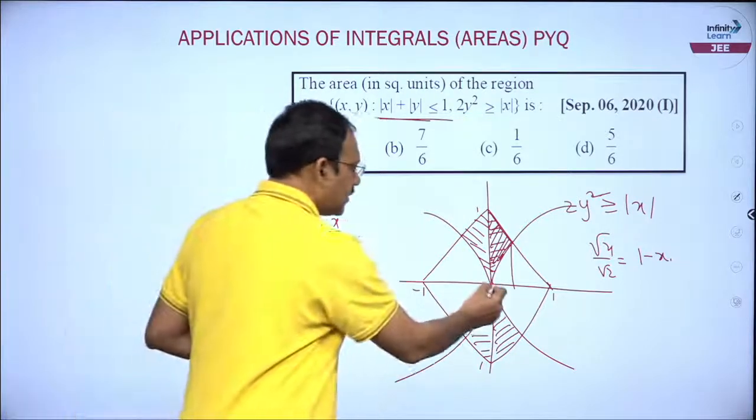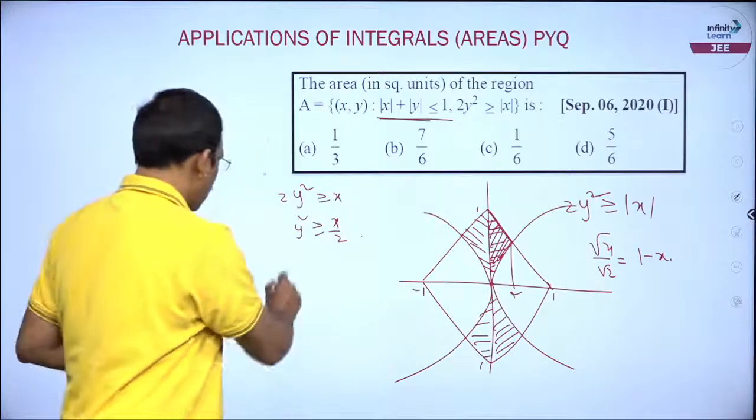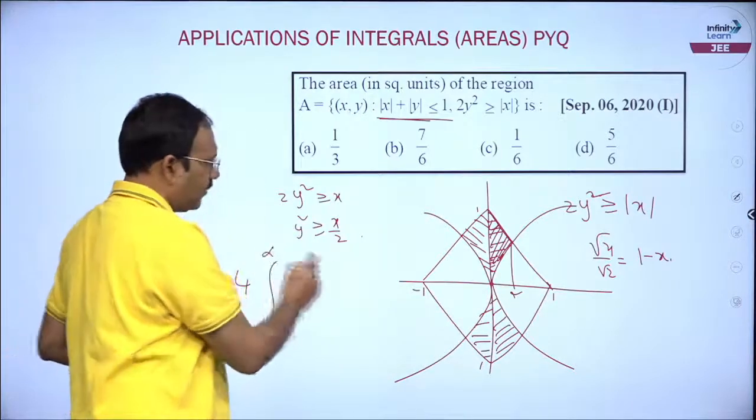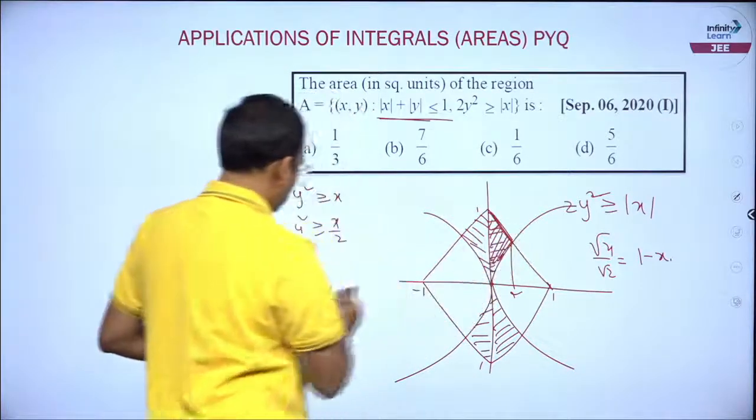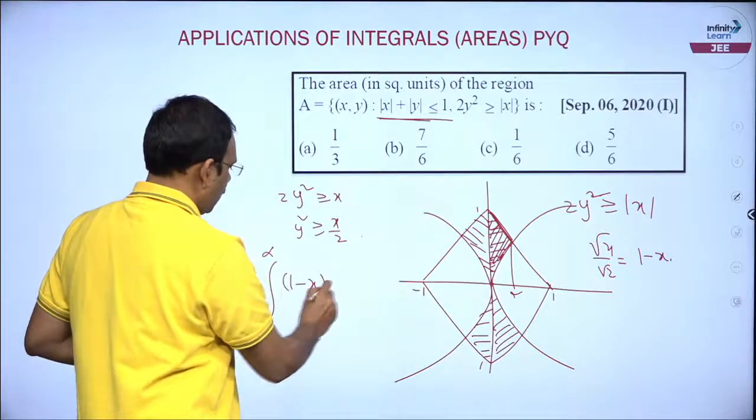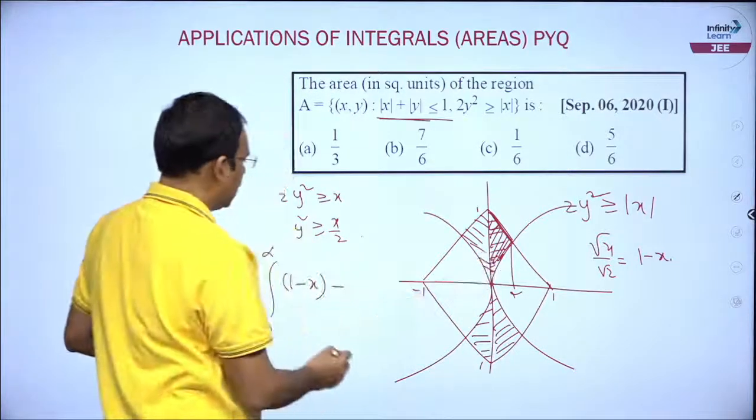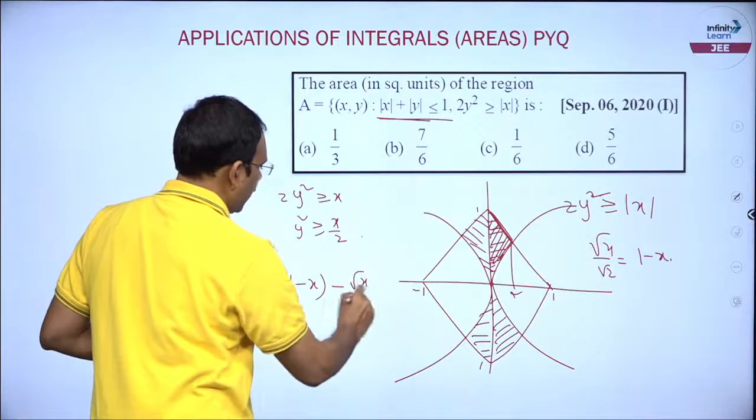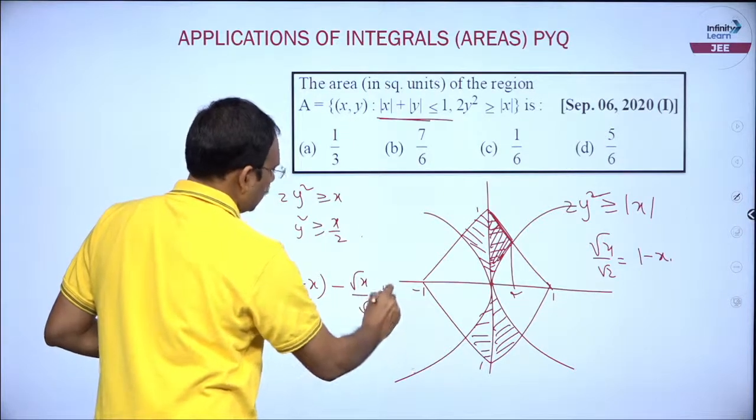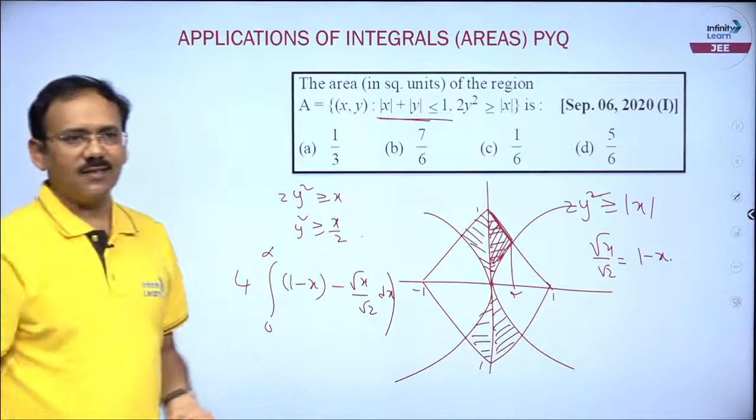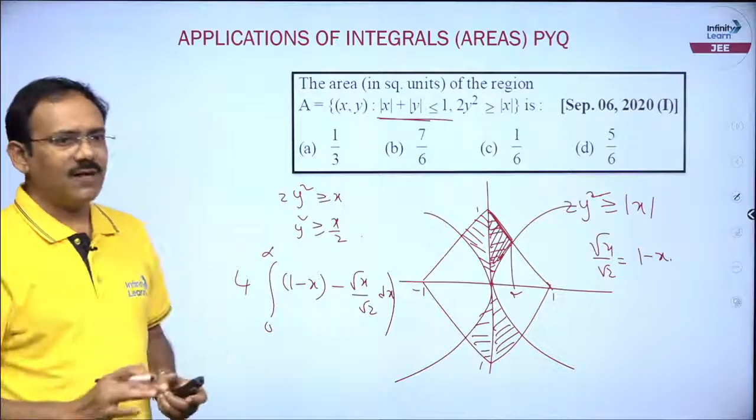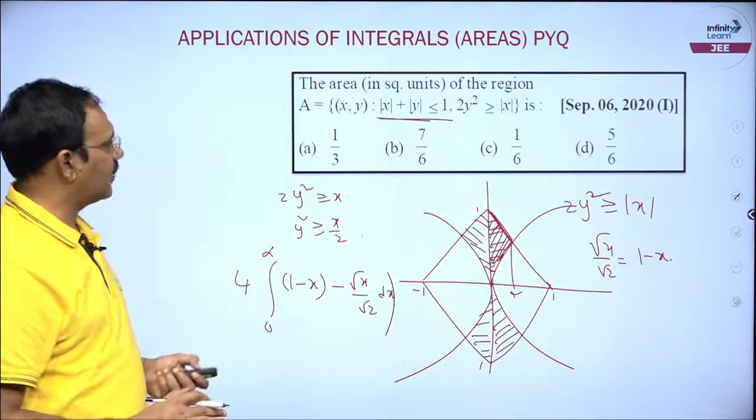Say the intersection is alpha. So, 4 times the integral 0 to alpha, the upper curve is nothing but 1 minus x, minus the lower curve which is nothing but root x by root 2, dx. You just apply it, you will get the answer. Just drawing the curve itself is the difficult part, the rest of the things are very easy.